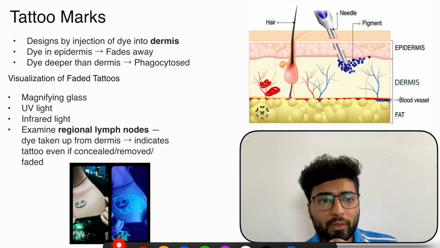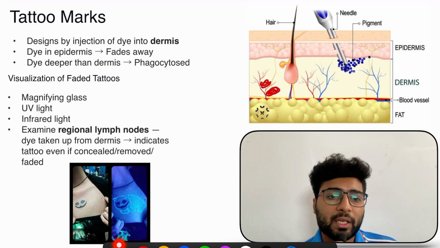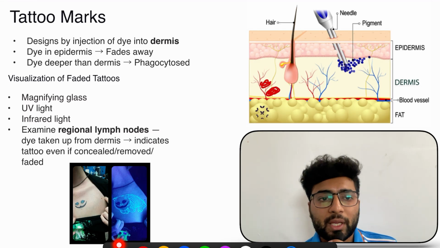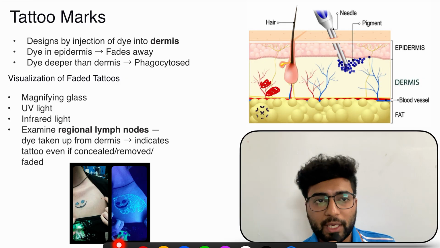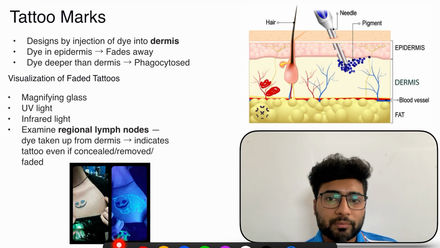Now verification of faded tattoo. If the tattoo is faded, then you can easily see it with the help of UV light or infrared light or magnifying glasses. This is how you see the faded tattoo. So we have tattoo inside the dermis, then we see the regional lymph node if the person has removed the tattoo, to identify if he had a tattoo or not.